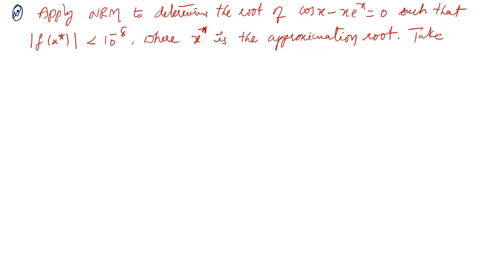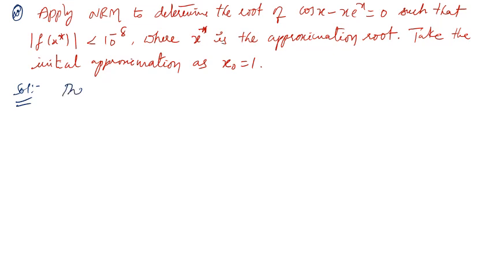Here in the problem, initial approximation is given. Take the initial approximation as x not equal to 1. Solution. The initial approximate root is x not equal to 1.